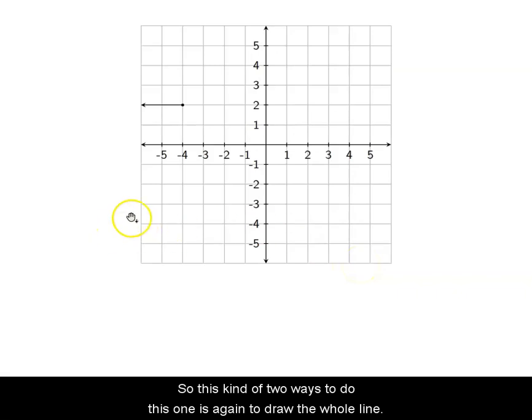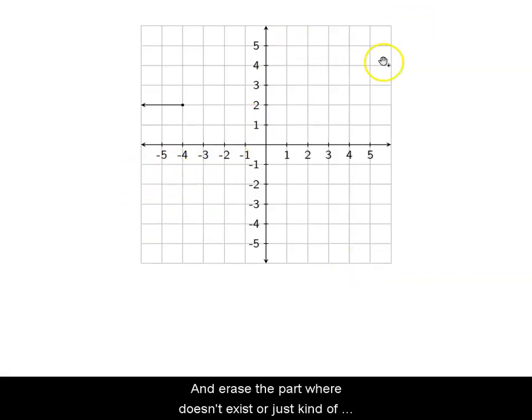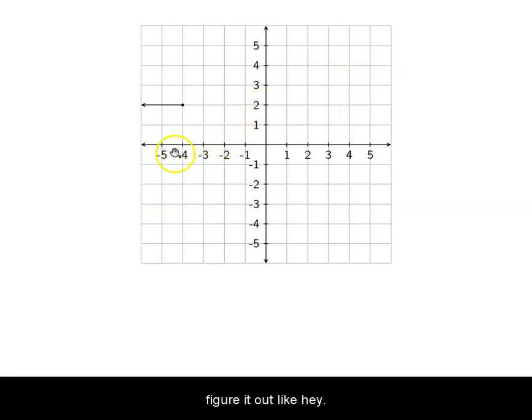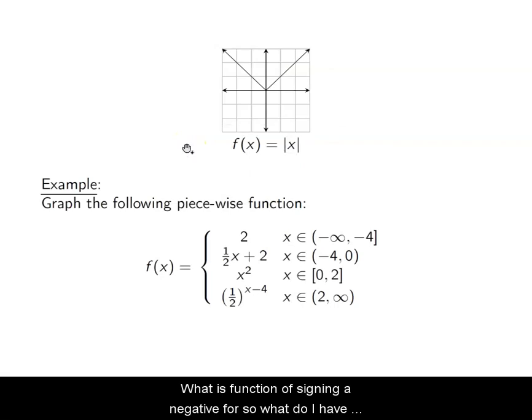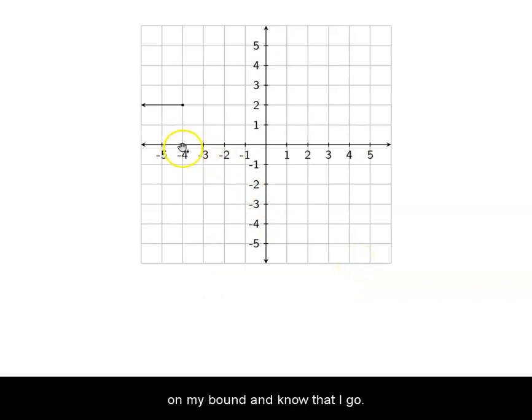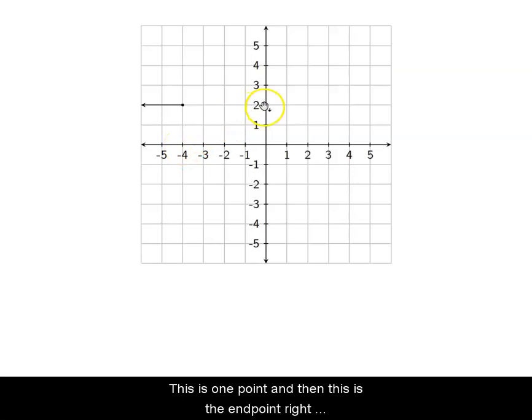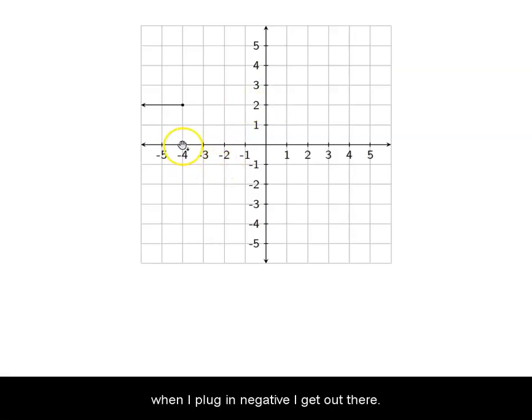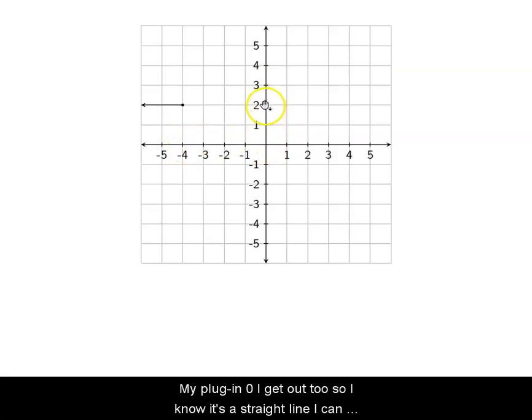One is to draw the whole line and erase the parts where it doesn't exist, or just figure it out: for this function I'm starting at negative 4, so what do I have? If I plug in negative 4, I get negative 2 plus 2, so that's 0. When I plug in 0, I get out 2. So at negative 4 I'm at 0, and at 0 I'm at 2. I can just evaluate on my bounds to get one point and the end point. Since I know it's a straight line, I can just connect those two points, or figure out one of your points and apply your slope.